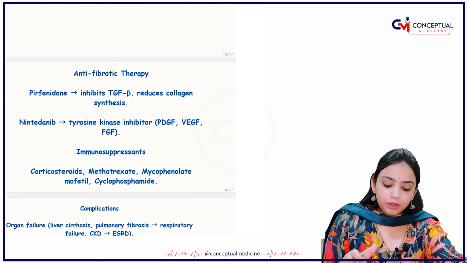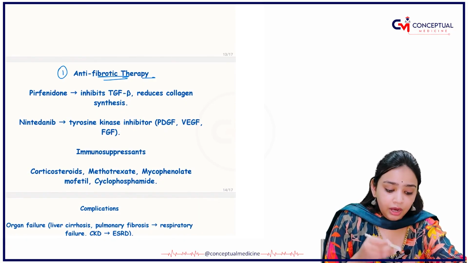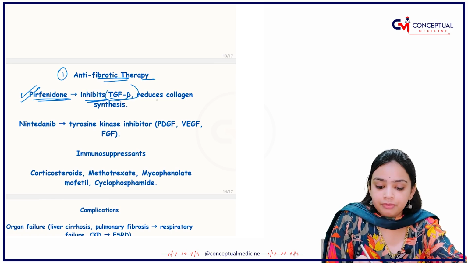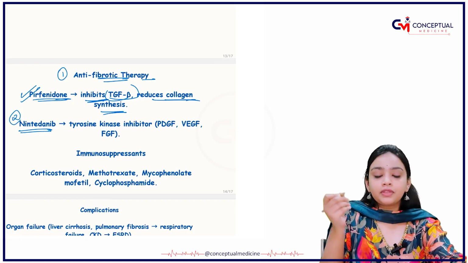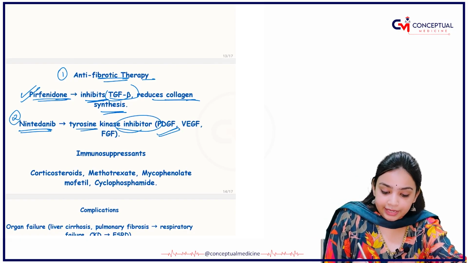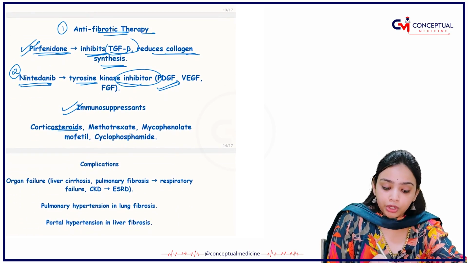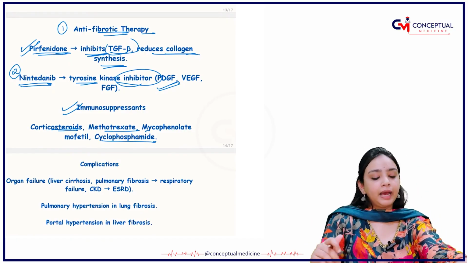What treatment will you give? First, you will give antifibrotic therapy. That is, you will give pirfenidone, which inhibits TGF-β and reduces collagen synthesis. Second, you will give nintedanib, which is a tyrosine kinase inhibitor. Then you will give immunosuppressants like corticosteroids, methotrexate, and cyclophosphamide.